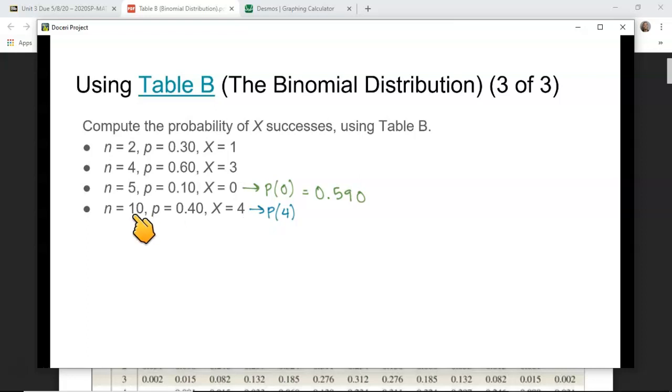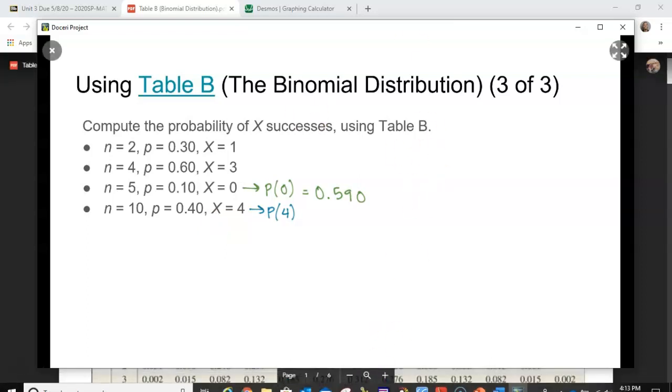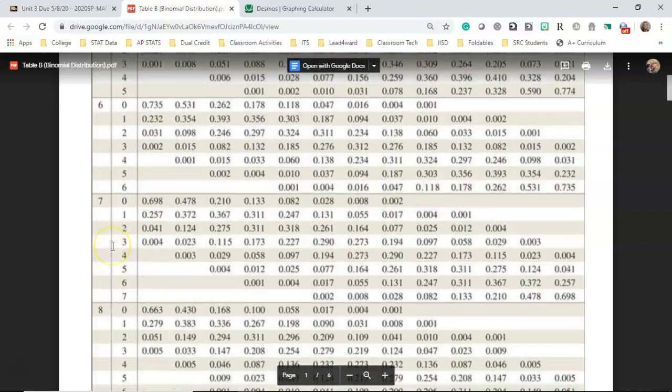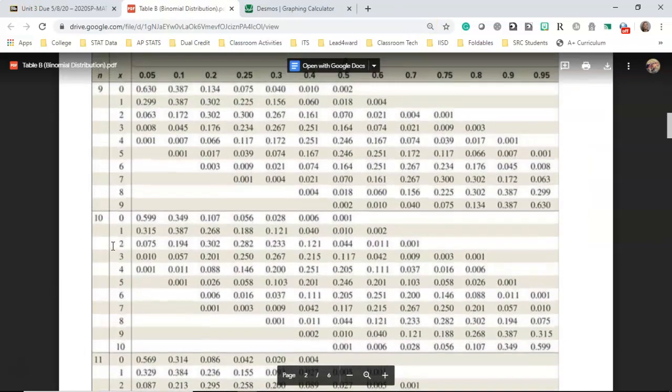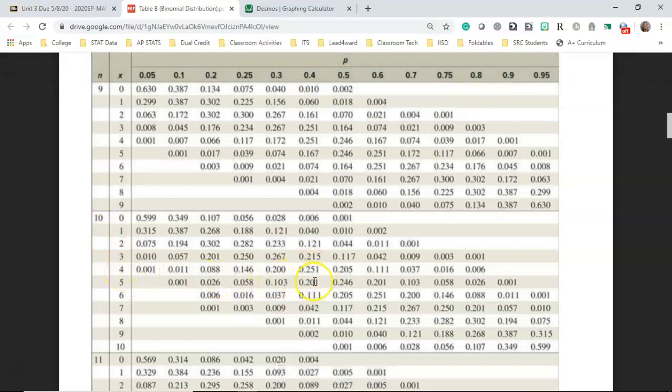And similarly with the last example, what's the probability of 4 successes in a binomial experiment of 10 trials with a probability of a success for each trial of 0.40? Well, if I go to that table, I'll scroll down, so 10 trials, 4 successes, and we go over to 0.40, so that would be here, 0.251.